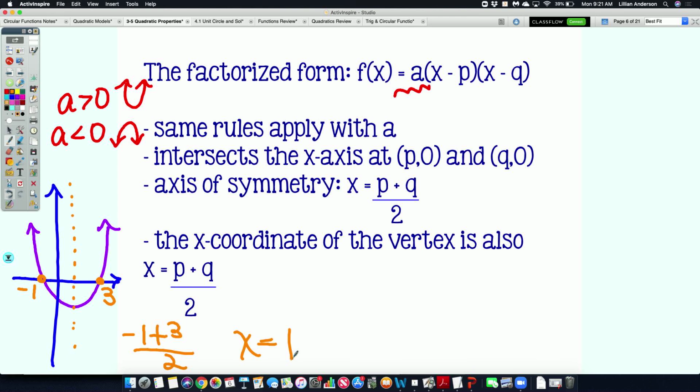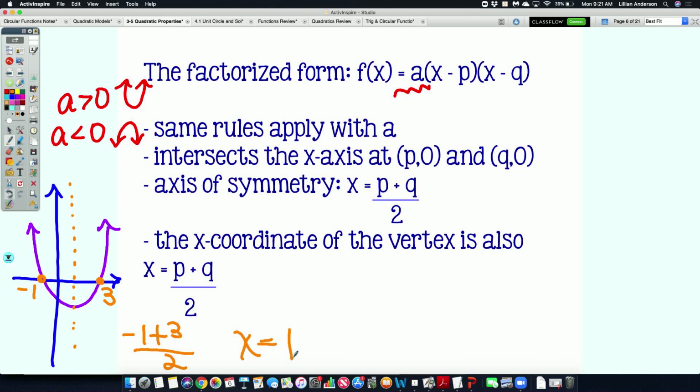The same rules apply, but you'll use the y-intercepts in that case. Now, one benefit is you do not have to worry about parabolas that open left and right in this class. Only ones that open up or down. And again, because the axis of symmetry goes through the x-coordinate of the vertex, that's the same way you find it. Okay?